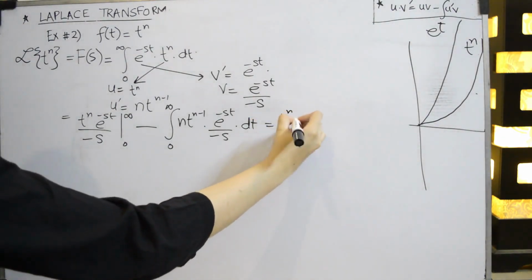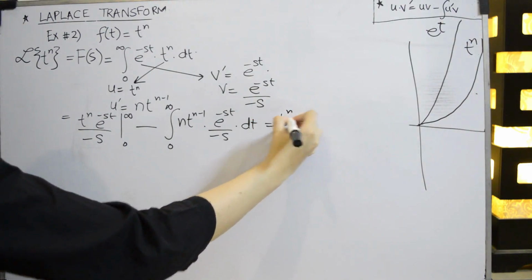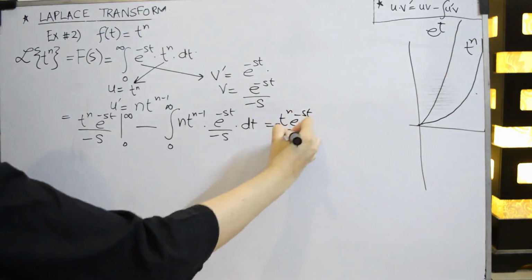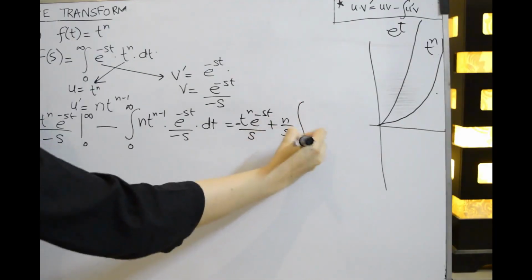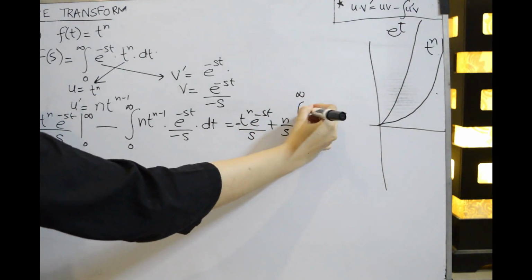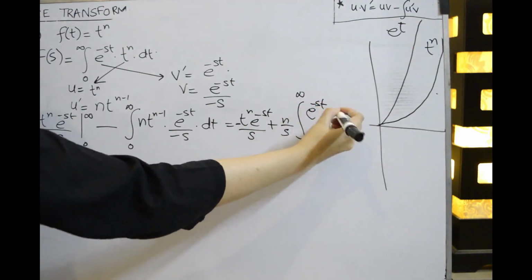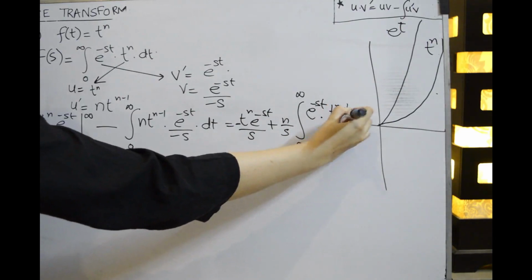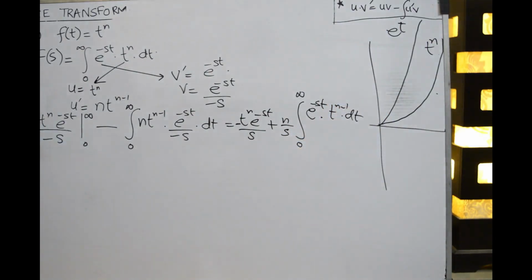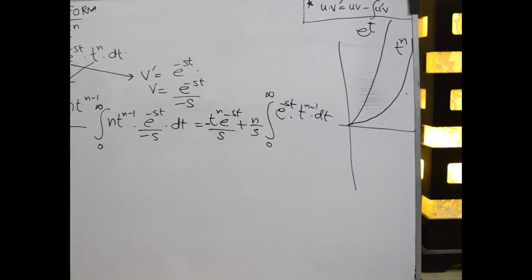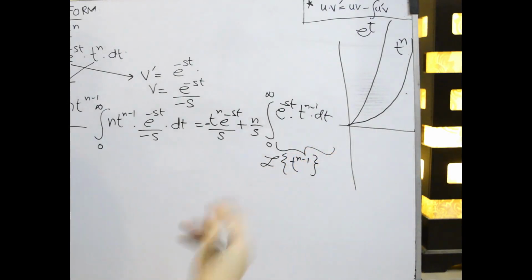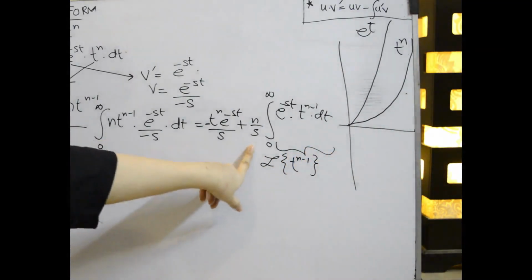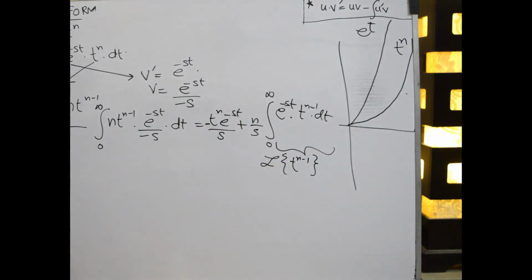So your integral becomes minus e to the power minus st into t to the power n divided by s, plus n by s integral from 0 to infinity of e to the power minus st into t to the power n minus 1 into dt. Now you can see that the second term is the Laplace transform of the function t to the power n minus 1, along with this factor n by s.